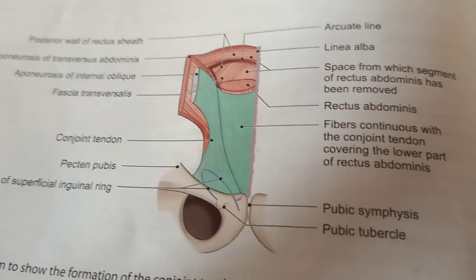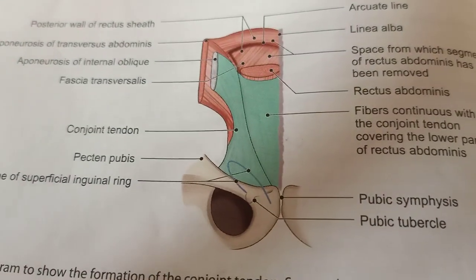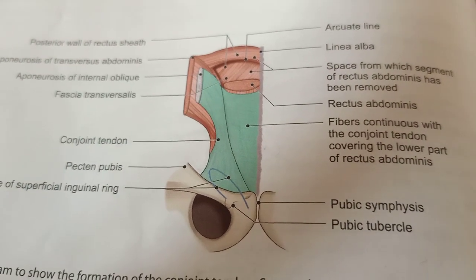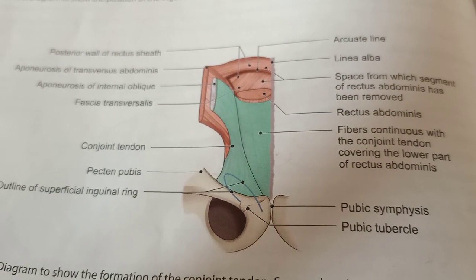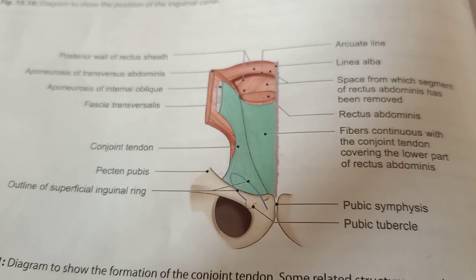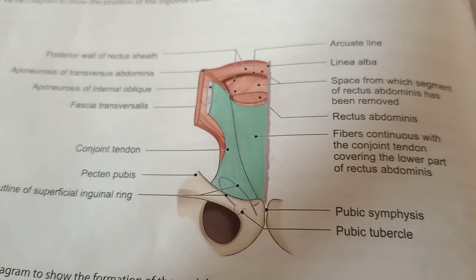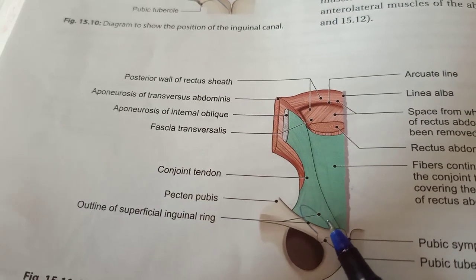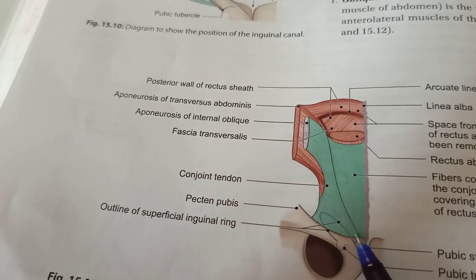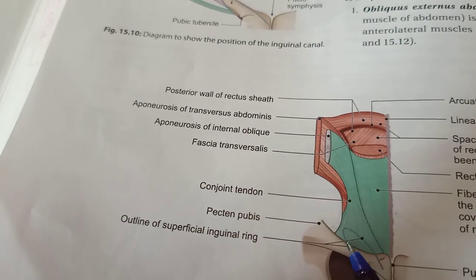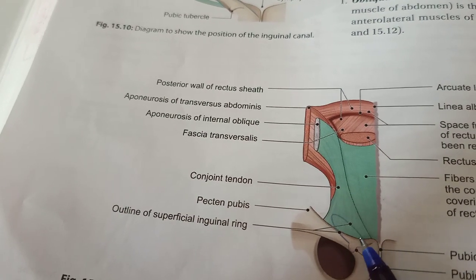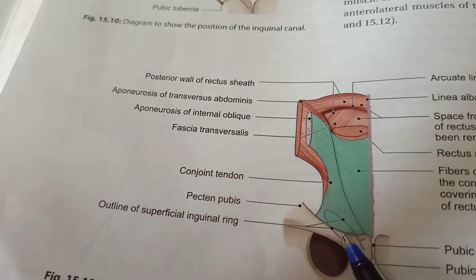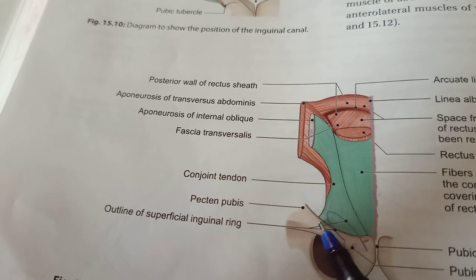External oblique aponeurosis leads to formation of the inguinal ligament. But the lowest aponeurotic fibers of internal oblique and transversus form the conjoint tendon. Now if you see, this tendon is attached to the pubic crest. This is your pubic crest, and this tendon is attached to the pubic crest and the medial part of pecten pubis.